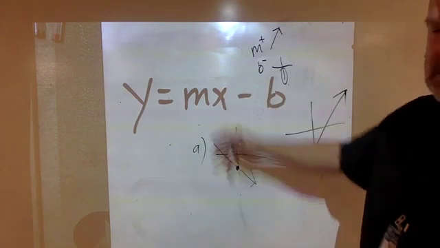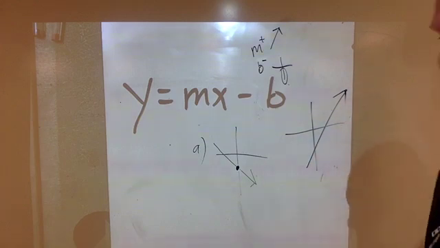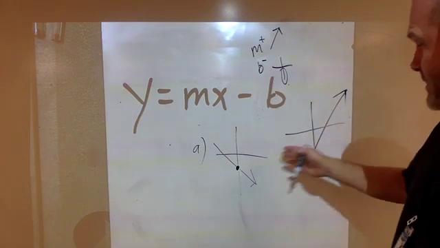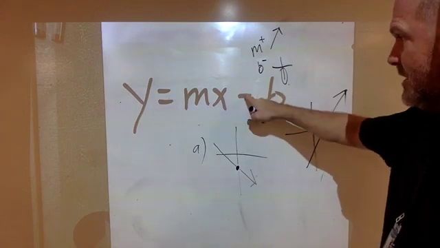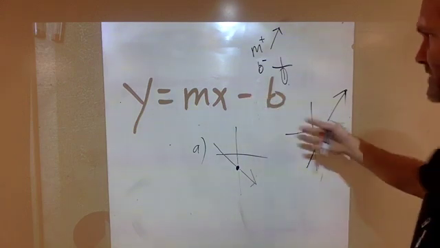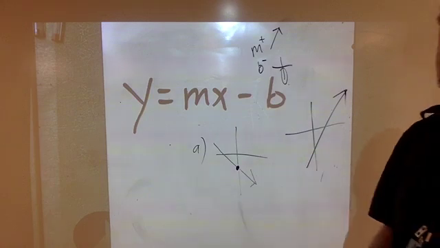This could potentially match that because your slope is positive, it's going up, and it's crossing the y-axis, the y-intercept, at a negative number down here somewhere. So this could match that. This could not.